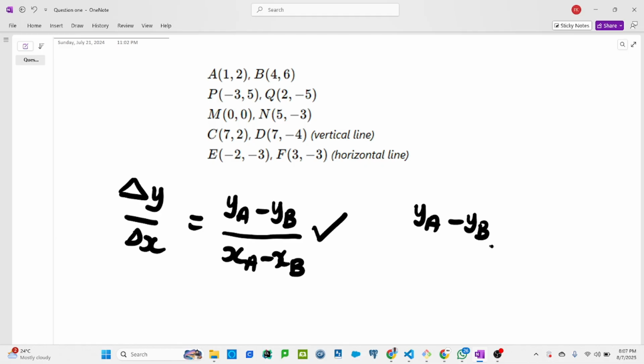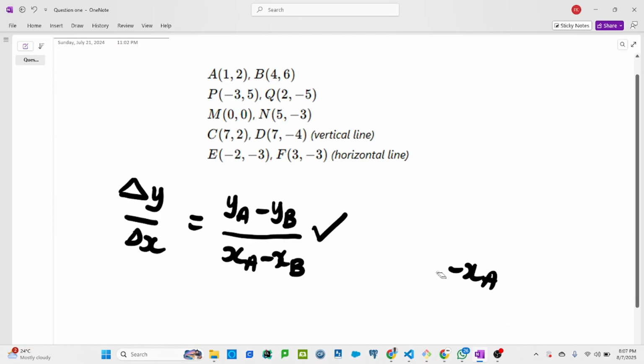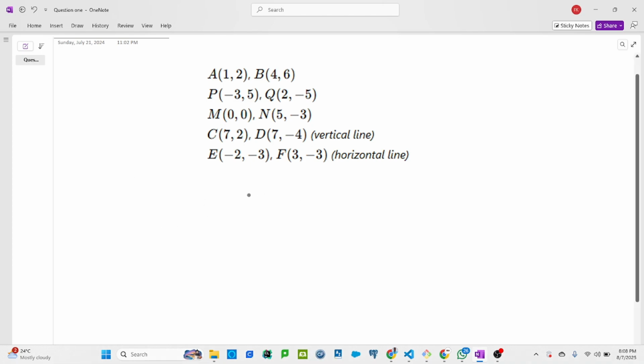Okay, so basically something like this will be very wrong, right? Yes, sir. Okay, so now let's solve questions. For the gradient of a line, there are a lot of things we can do around it. So first, let's start with the first one.